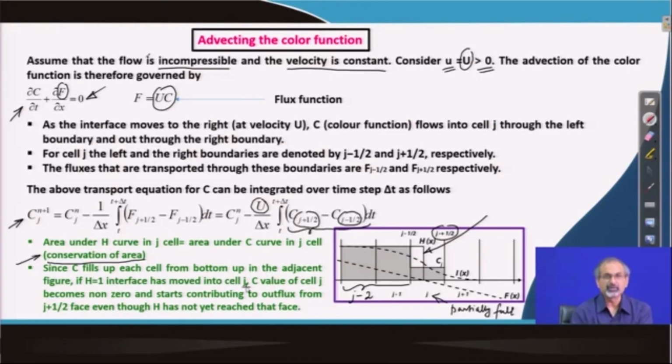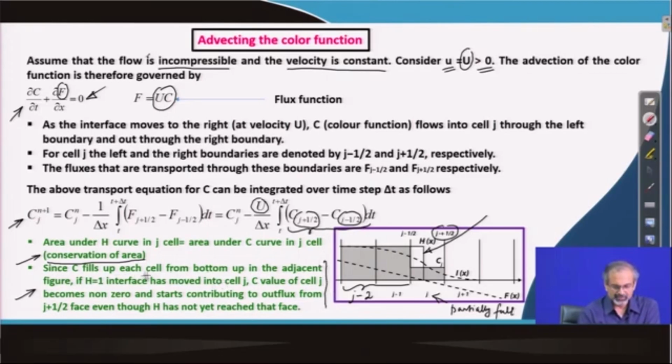Now, there are different means by which you can approximate this equation by choosing appropriate values of these color functions at these respective cell faces. The point is that if we do not choose it appropriately, then there may be artificial leakage of flux through a phase where the interface has not reached yet. So, let us look at the point here.